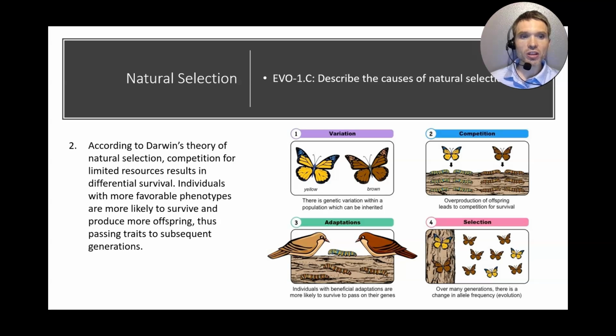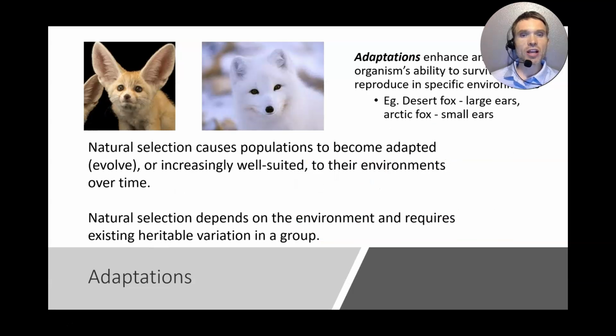And the fourth and final concept in Darwin's theory of natural selection is in fact the idea of selection. Over many generations, there is a change in the allele frequency or the characteristics, and that's where we see this idea of evolution coming from. So as I mentioned before, natural selection is actually a driver or a mechanism that we see pushing the evolution of a population.